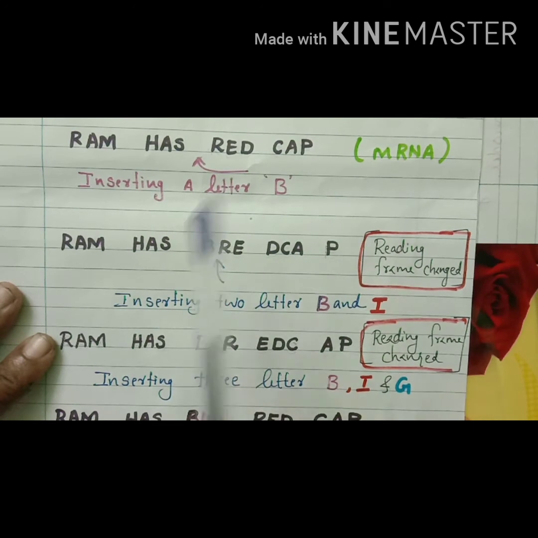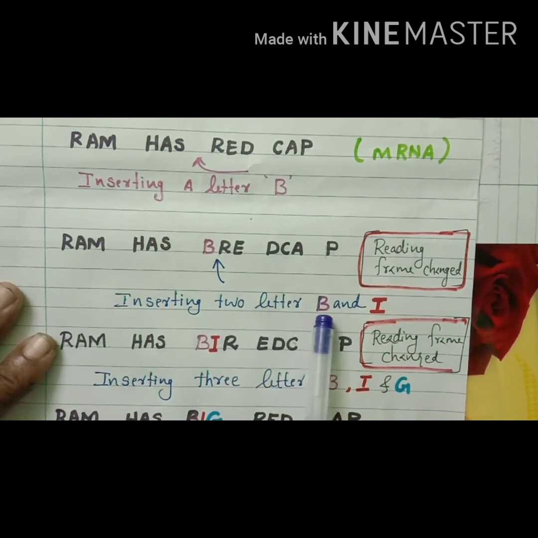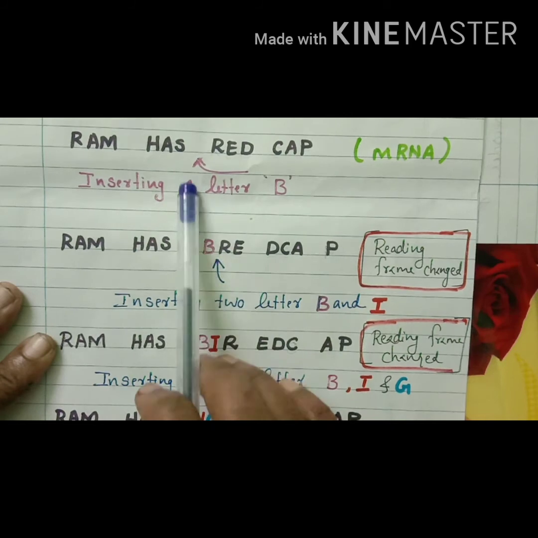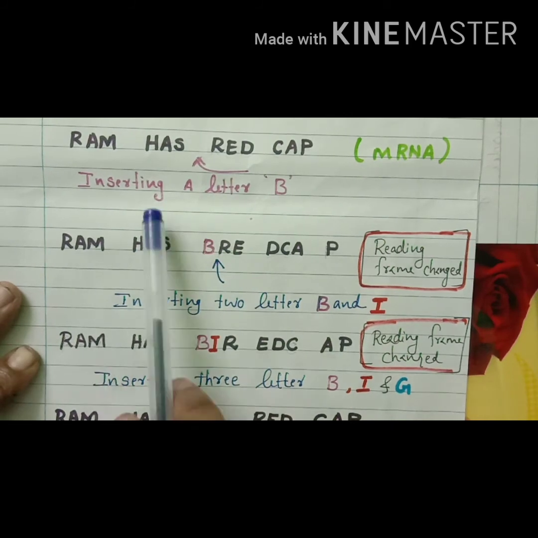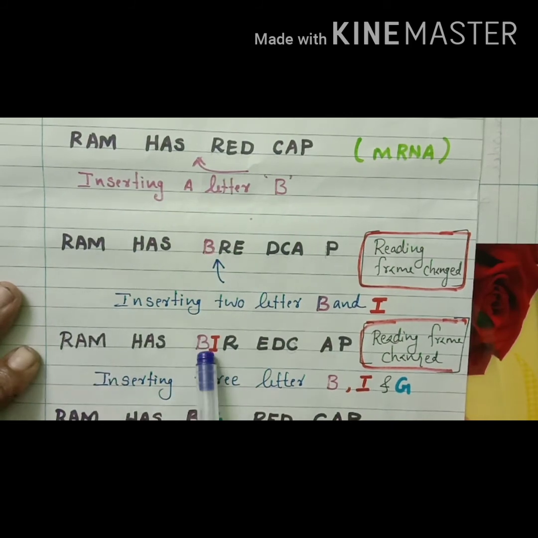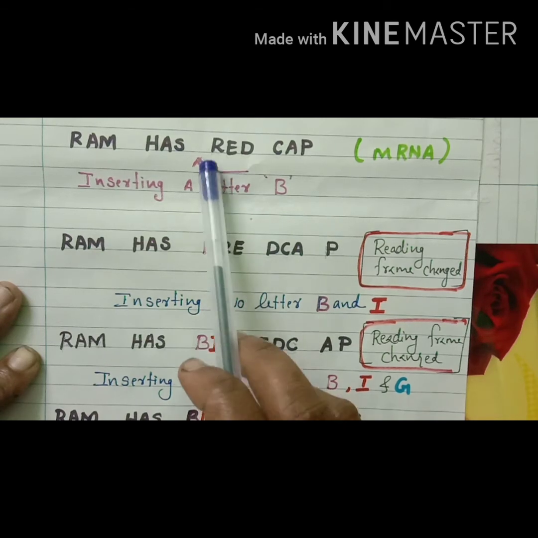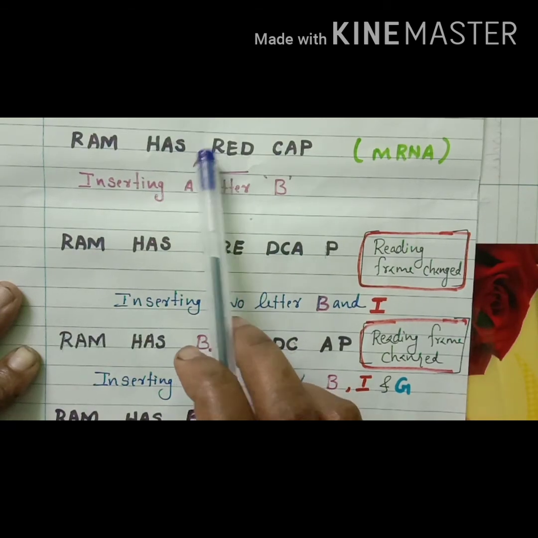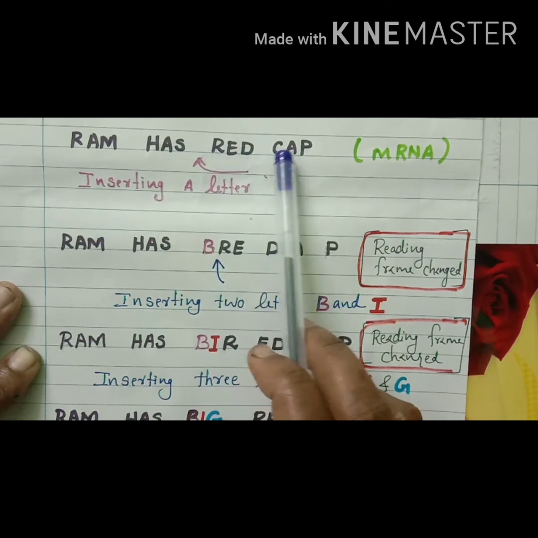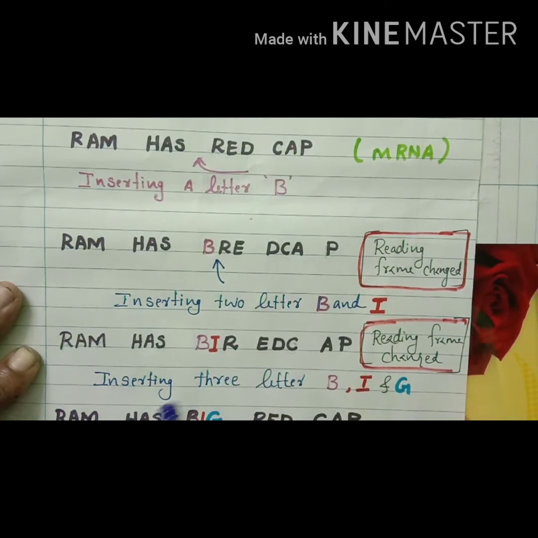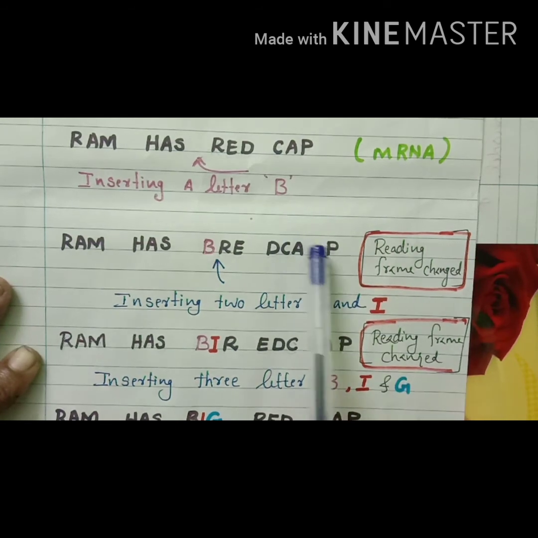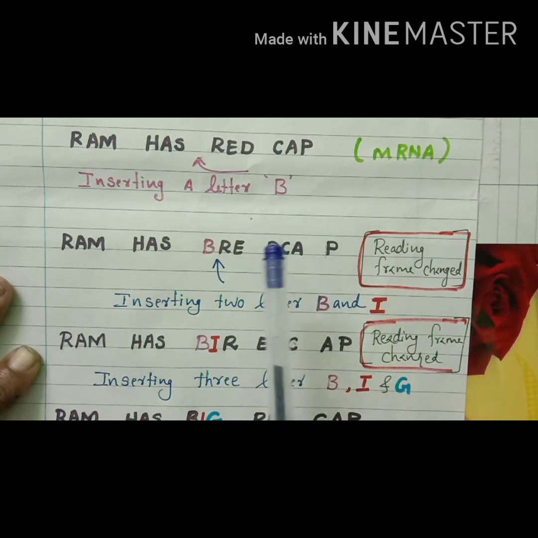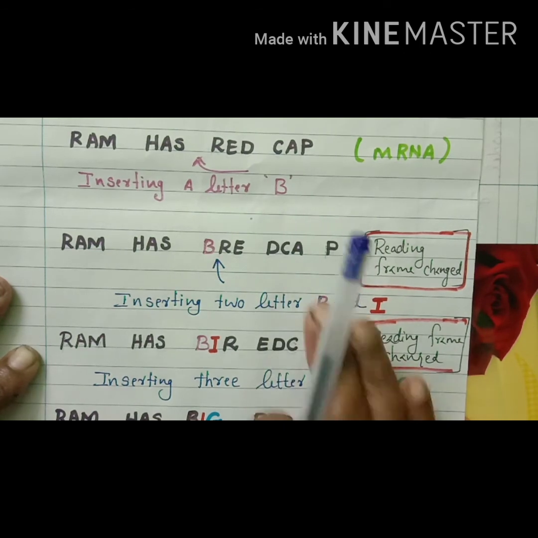Again, suppose next we insert 2 letters, B and I, in between has and red. Then what happens to the sentence? Again it changed: Ram has BIREDC. So BIR becomes one codon, then EDC, then AP. That means again the reading frame is changed. These B and I represent the nucleotides which are added or inserted into a DNA.